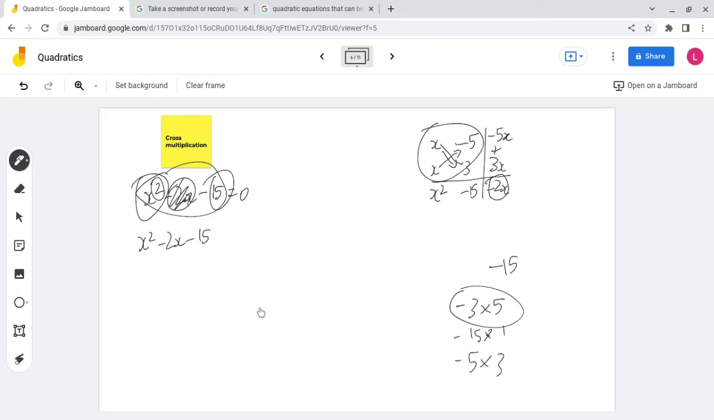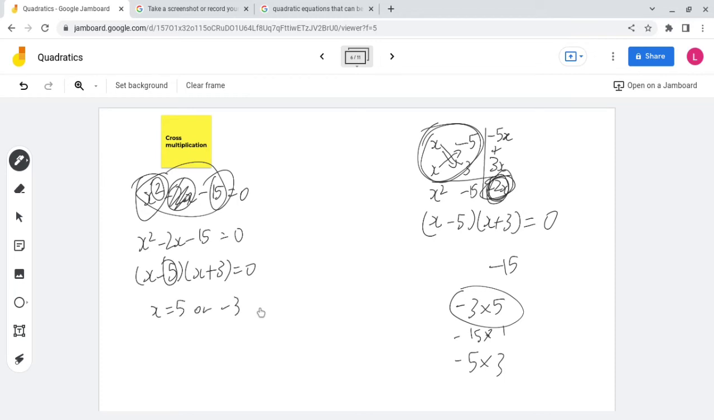So after you get the correct answer for this, you can use this part, which will be x minus 5 times x plus 3 equals 0. Magical, isn't it? So after you get this, you can solve it: x minus 5 times x plus 3 equals 0, so x equals 5 or negative 3, right? You should have learned how to use quick maths to solve for x after factorizing.